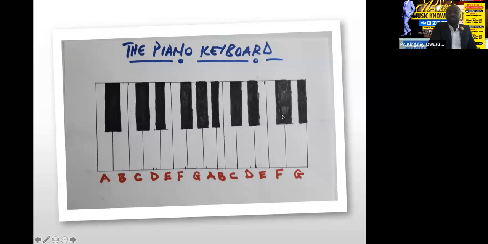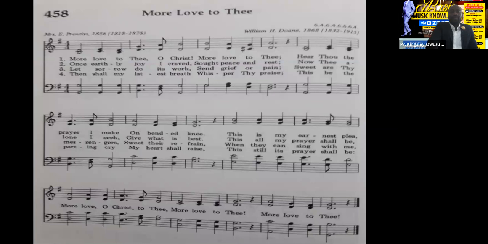Now let's look at this example, More Love to Thee. What is the key signature? More Love to Thee, written by William Doane. We have the key signature, of course, G major. What is the time signature? 4/4 time.